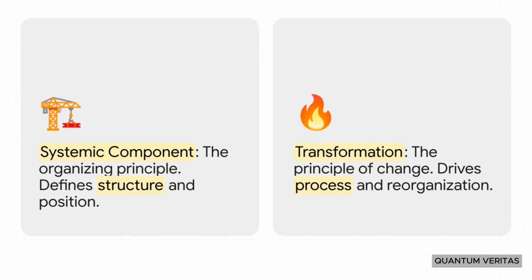Seeing these 2 side by side really makes their relationship clear. The systemic component is all about order, stability. It asks, where does this fit? But transformation is about the dynamic process. It asks, what can this become? They're like 2 sides of the same coin, the forces of stability and the potential for change, always working together.